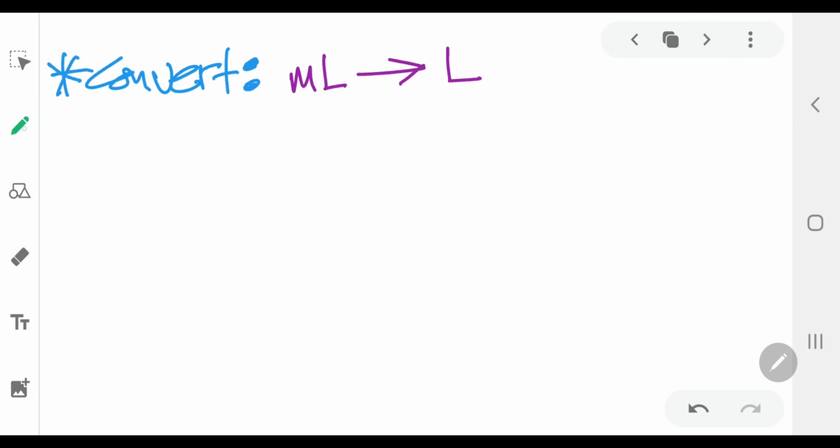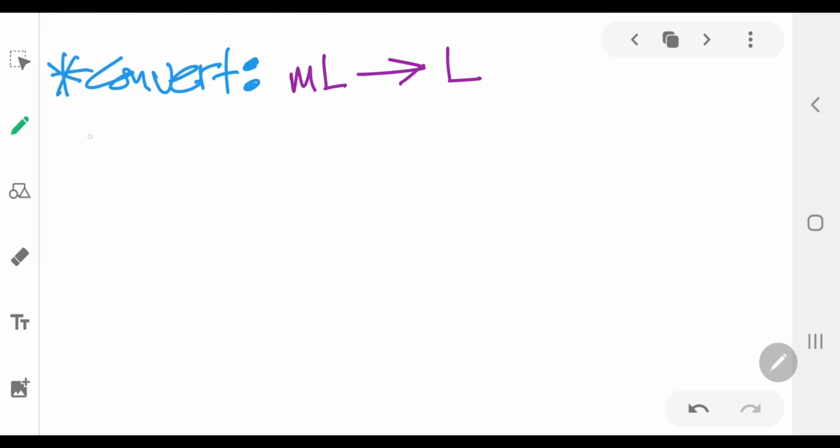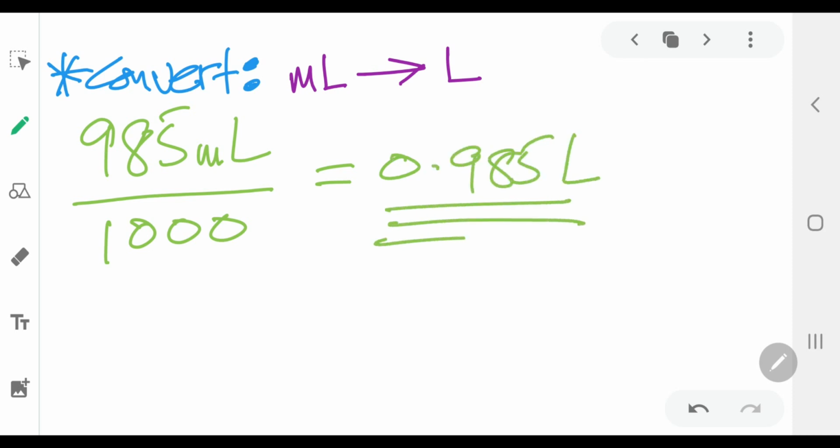Next, we're going to convert milliliter to liter. The question gives you 985 milliliters. To convert that is very simple: divide by 1000, then you get 0.985 liter. Okay, so that's easy.